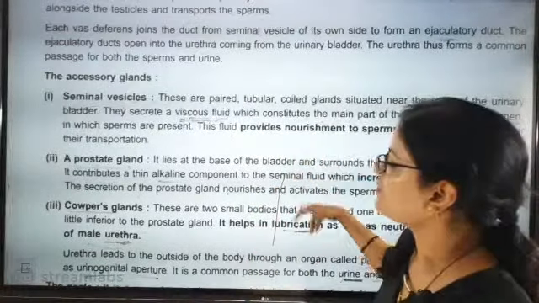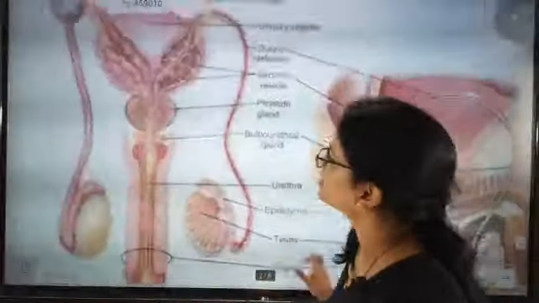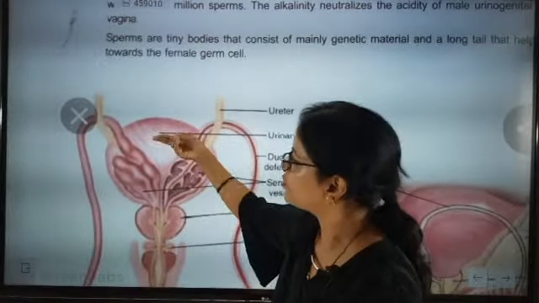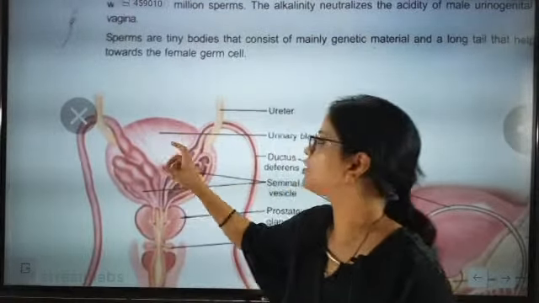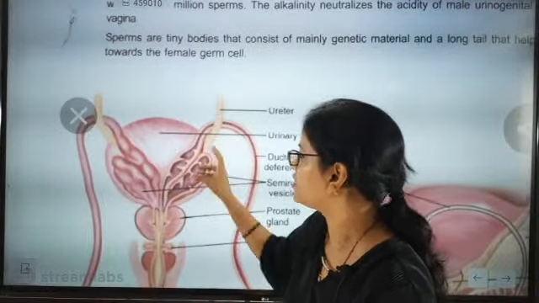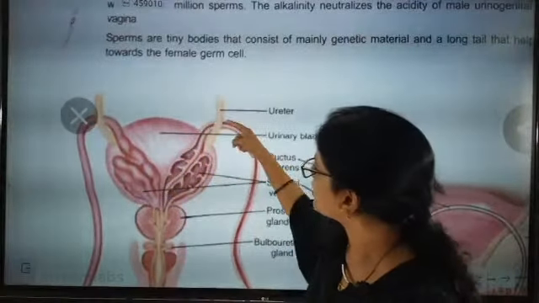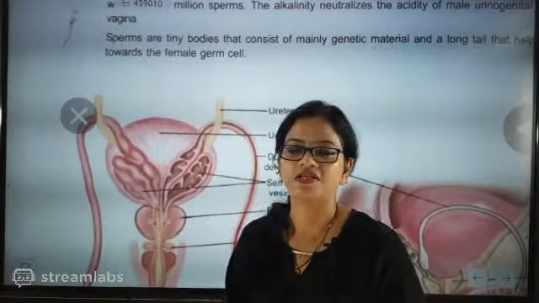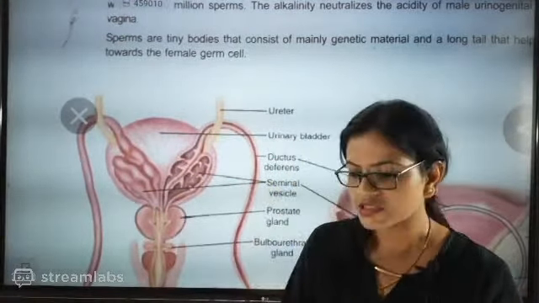So where is the seminal vesicle located? This is the urinary bladder, the male urinary bladder where urine is stored. Below the urinary bladder you will see this seminal vesicle. The vas deferens will be connected to the seminal vesicle. In this region, the seminal vesicle provides a viscous fluid.